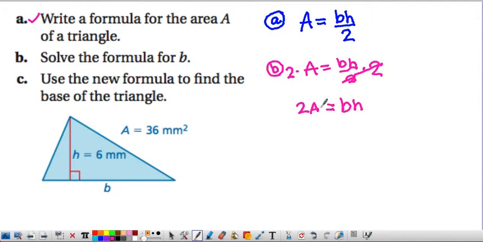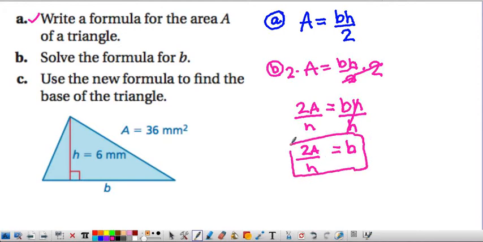Still trying to get b by itself, I have to get rid of this times h, which is divided by h. So I'm going to do that on both sides. h divided by h simplifies to 1 and leaves me with b. I can't do anything with this, so I'm going to leave it as 2A divided by h. And so I have solved this formula for b. So we finished everything for the B section of this problem.